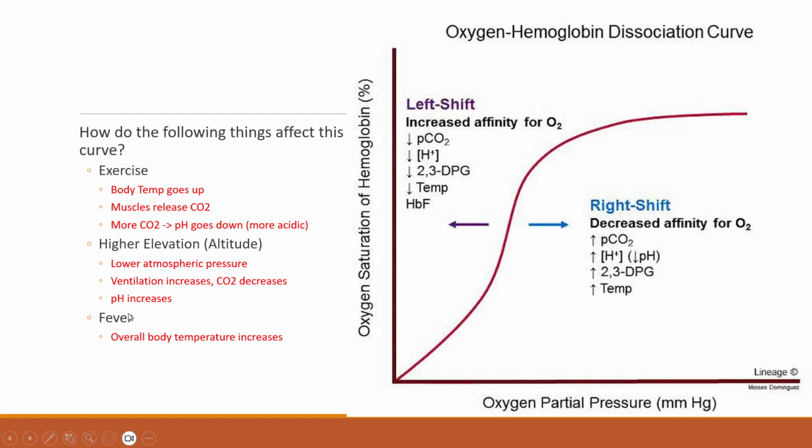And then the last one is fever. Fever is pretty easy. If you get this one, it's fairly simple. A fever causes the body temperature to increase, which will do a right shift of the dissociation curve and allow the oxygen to be released more easily, where your body can use it for immunity or also to help repair cells.